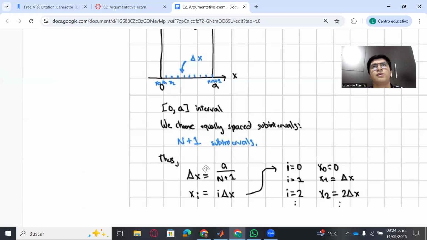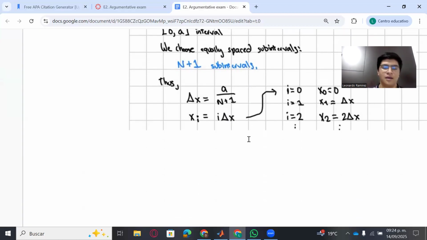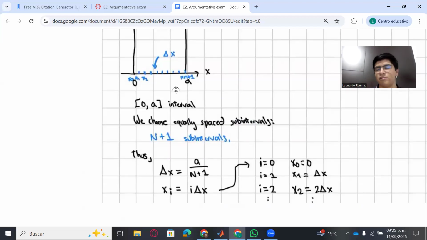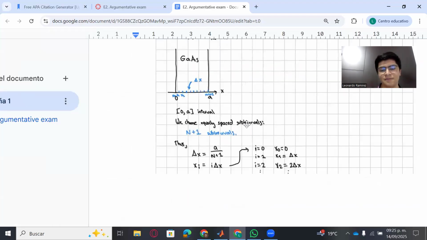In order to make this a mathematical overview that we are already experts in, we can divide this into little subintervals that are equally spaced. These are massively small so that we can compute this in the most precise way possible. We will see this with delta x. Delta x is the total width, a, divided by n plus 1, which is the number of equally spaced subintervals.